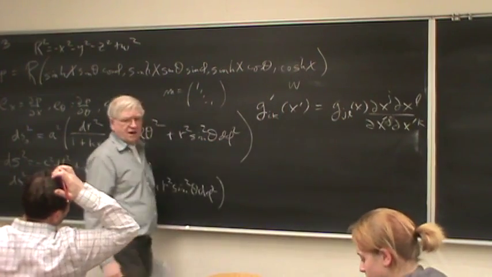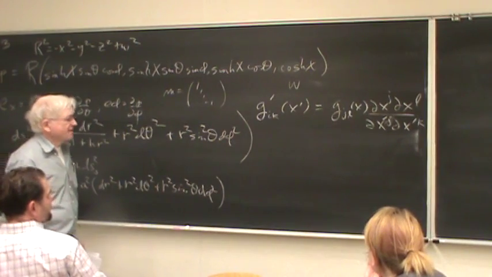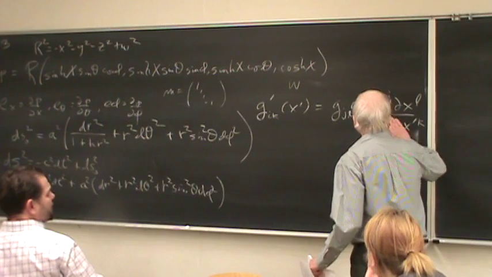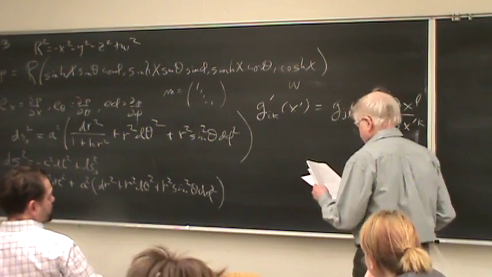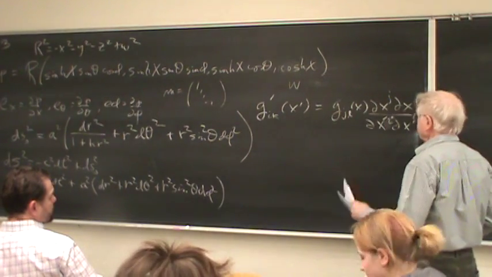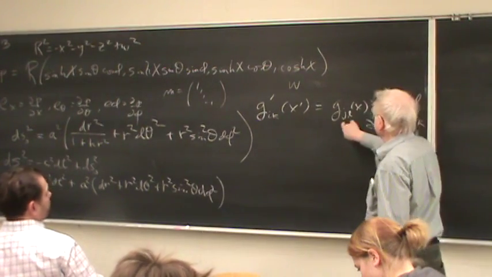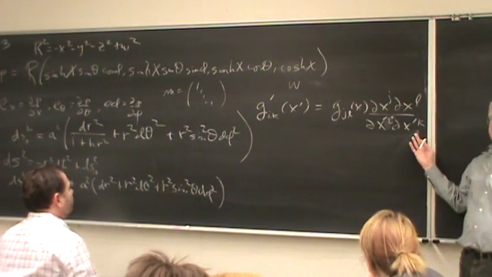J or i, on the bottom? You have to, you're right. Yes. These guys match those guys, and then we have these guys match those guys. So this is the way the metric transforms.